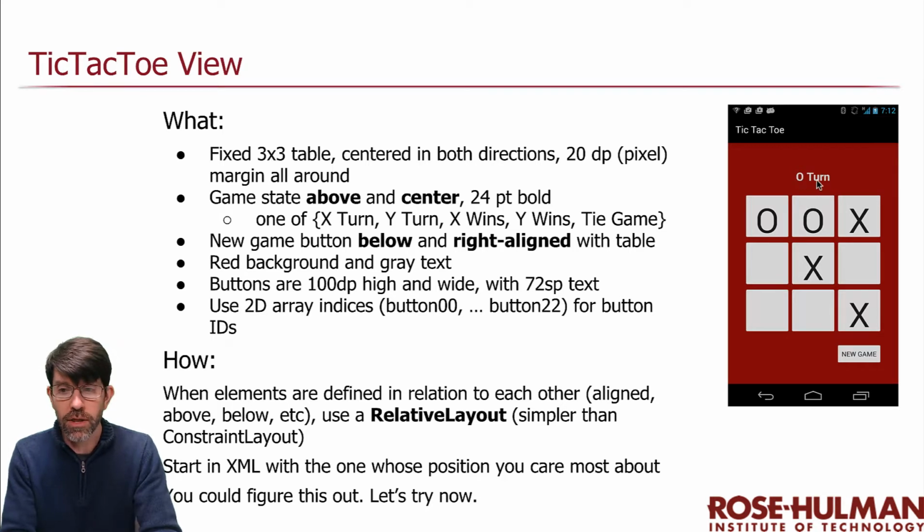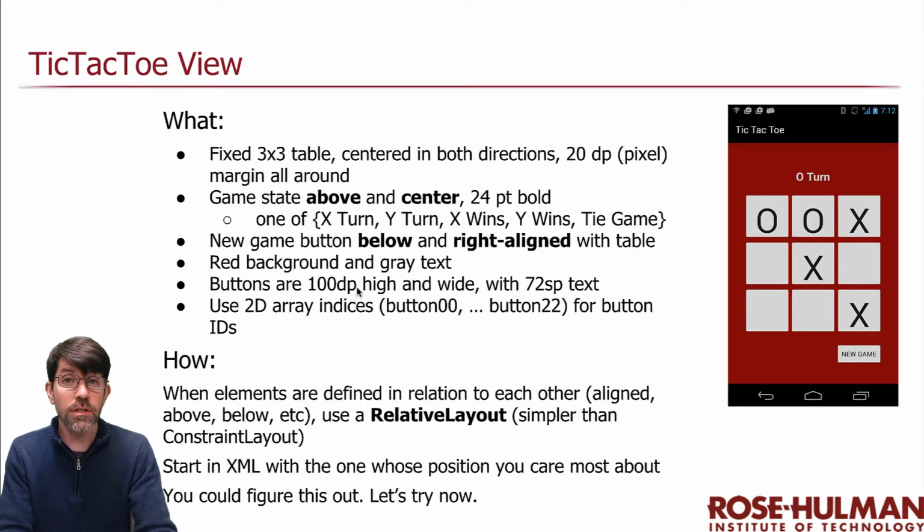Remember, we coded that into our model, sort of above and in the center, 24 point, and of course one of the different states that we had set up. We have a new game button down here. It's right aligned with the rest of the tic-tac-toe board itself. So we're going to have gray text here. And then we have buttons that are 100 points with 72 point text within them.